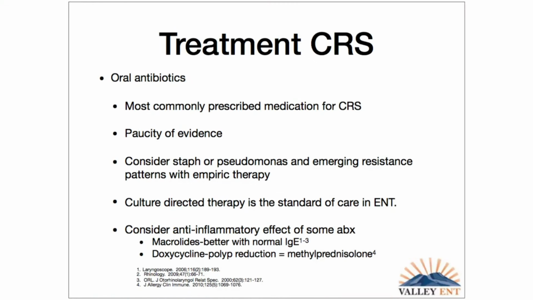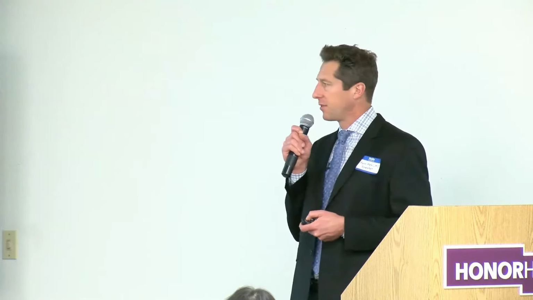What about oral antibiotics? When you think of treatment for chronic sinusitis, a lot of people think about antibiotics first, but there's really hardly much evidence for antibiotics in chronic sinusitis. If you're going to give them empirically, you should think about Staph or Pseudomonas, because those are typically the organisms we identify in chronic sinusitis patients. In ENT, oftentimes we will use a culture of the mucopurulence in their nose to direct antibiotic therapy.